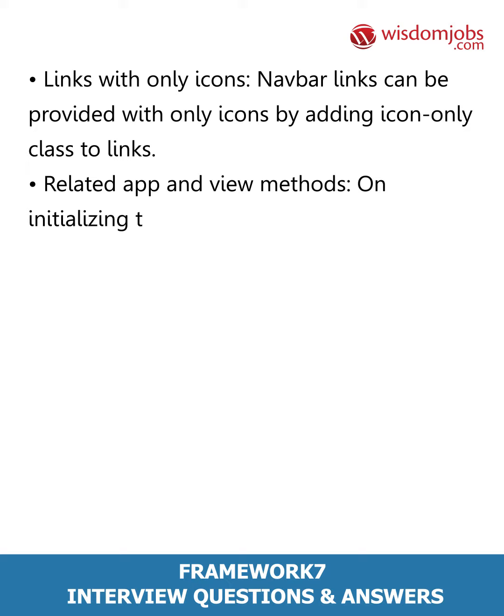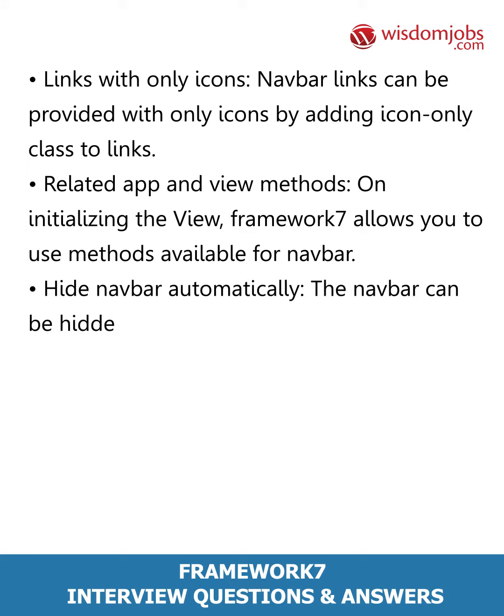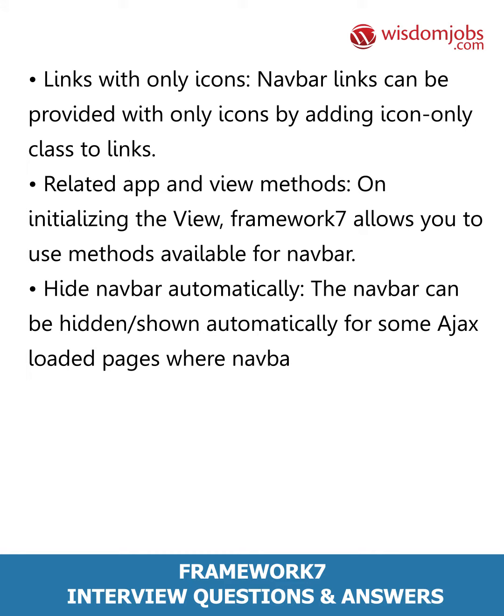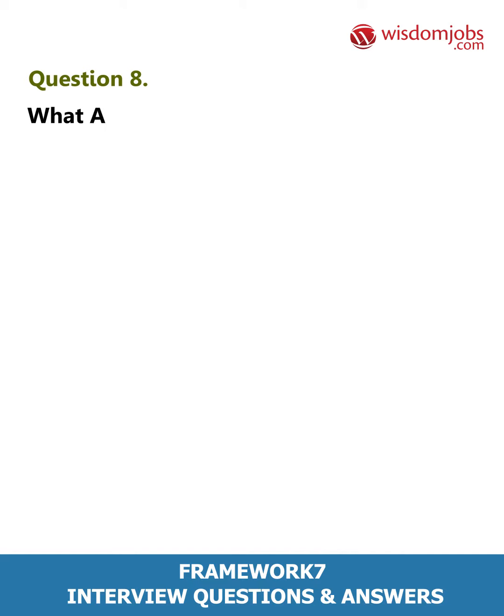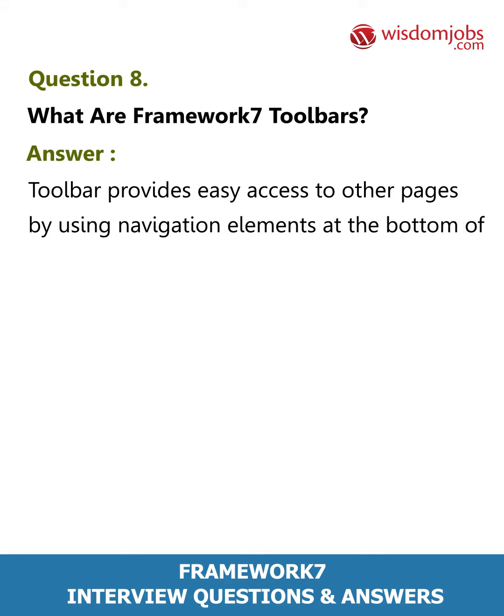On initializing the view, Framework 7 allows you to use methods available for navbar. Hide navbar automatically. The navbar can be hidden, shown automatically for some Ajax loaded pages where navbar is not required. Question 8. What are Framework 7 toolbars? Answer. Toolbar provides easy access to other pages by using navigation elements at the bottom of the screen.